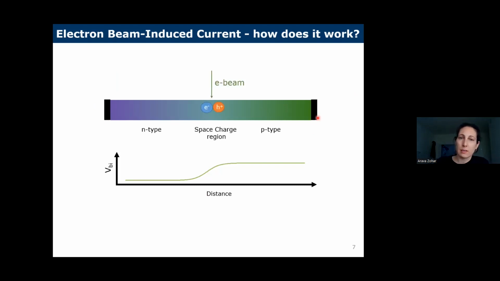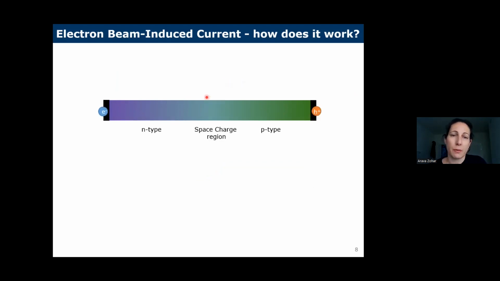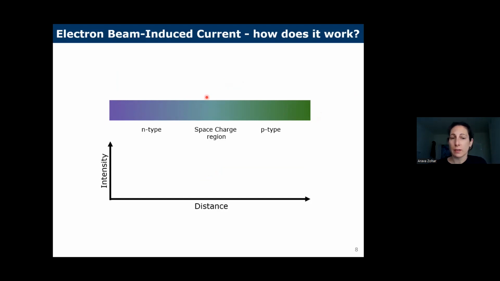As we continue scanning and get very close to the space charge region, because there is a built-in potential, the drift force will push the two carriers to their contacts, and we can collect the current very easily. If we try to draw a profile of the intensity of the current as a function of the position inside the p-n junction, we can expect very low current farther from the space charge region.